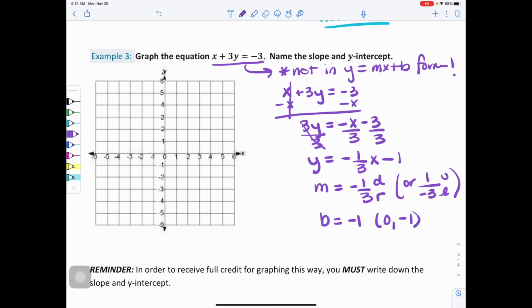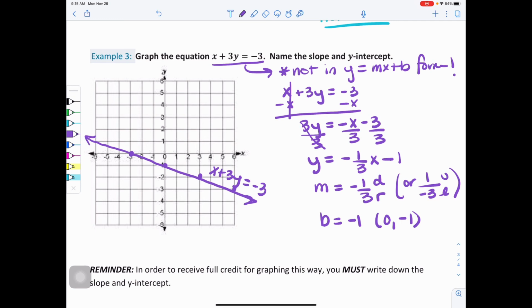So I'll go over to my graph and plot 0, -1, and then I will count down 1 to the right 3, down 1 to the right 3, or I can count up 1 to the left 3. Whatever you do, you know that this is supposed to make a straight line, arrows on both ends, and then you label with the original equation.